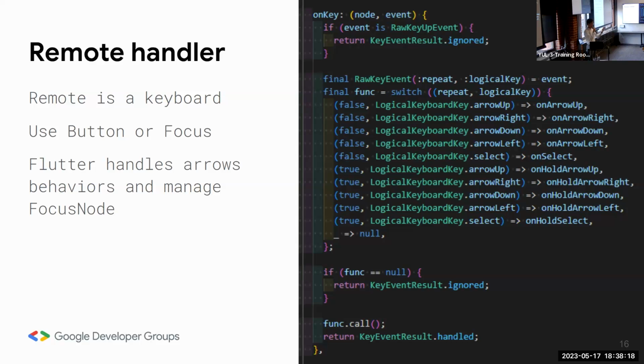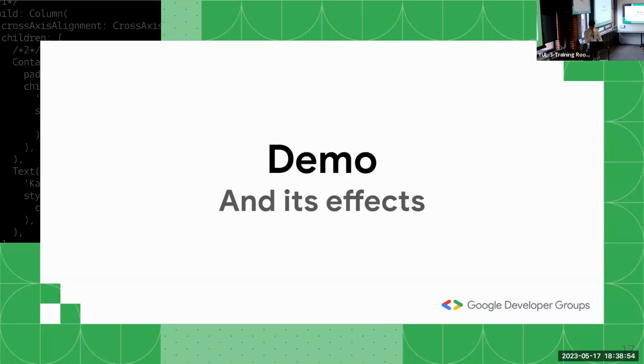So you have a focus tree in Flutter, and the event goes from the bottom to the top. So if you don't handle it, the event just goes up to the top. If you say it's handled, your action will just be executed and it stops there. If you return handled every time, you will block your UI, if it's something you don't want to do. So I'm going to show you.